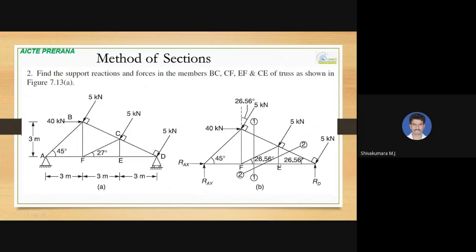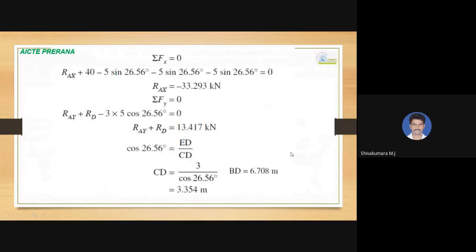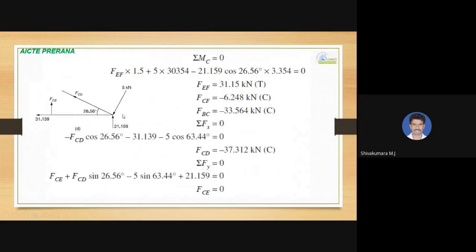In this section, member EF force we do have, and member CE force we do have. Only member CD force we do not have. If you substitute those two in summation of Fx and summation of Fy equal to 0 with this free body diagram, in two steps you are going to get the answer. Okay, you can have a look over here. FCD we have got as minus 37.312 kilonewton. So this is the free body diagram for section 2.